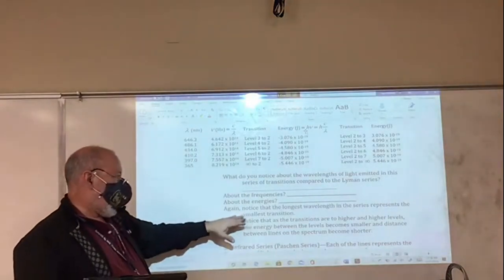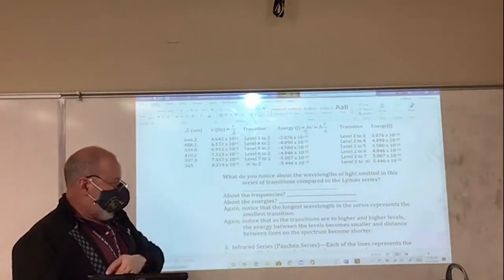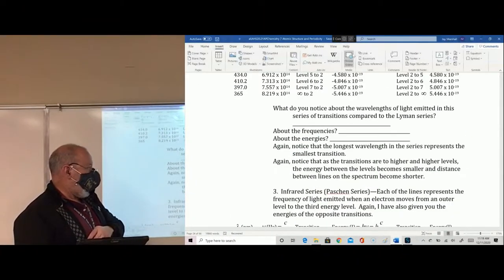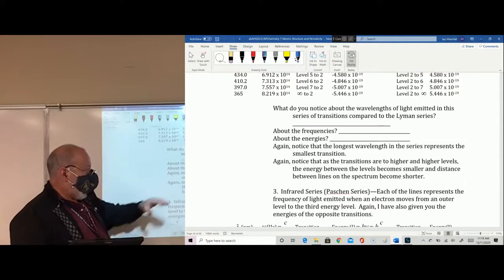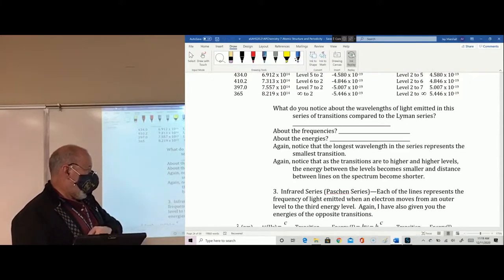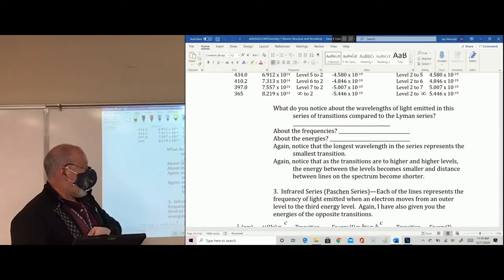Again, notice that the longest wavelength in the series represents the smallest transition. Again, notice that the transitions are to higher and higher levels. As you go to higher and higher levels, the energy becomes smaller and the distance between the lines becomes shorter.